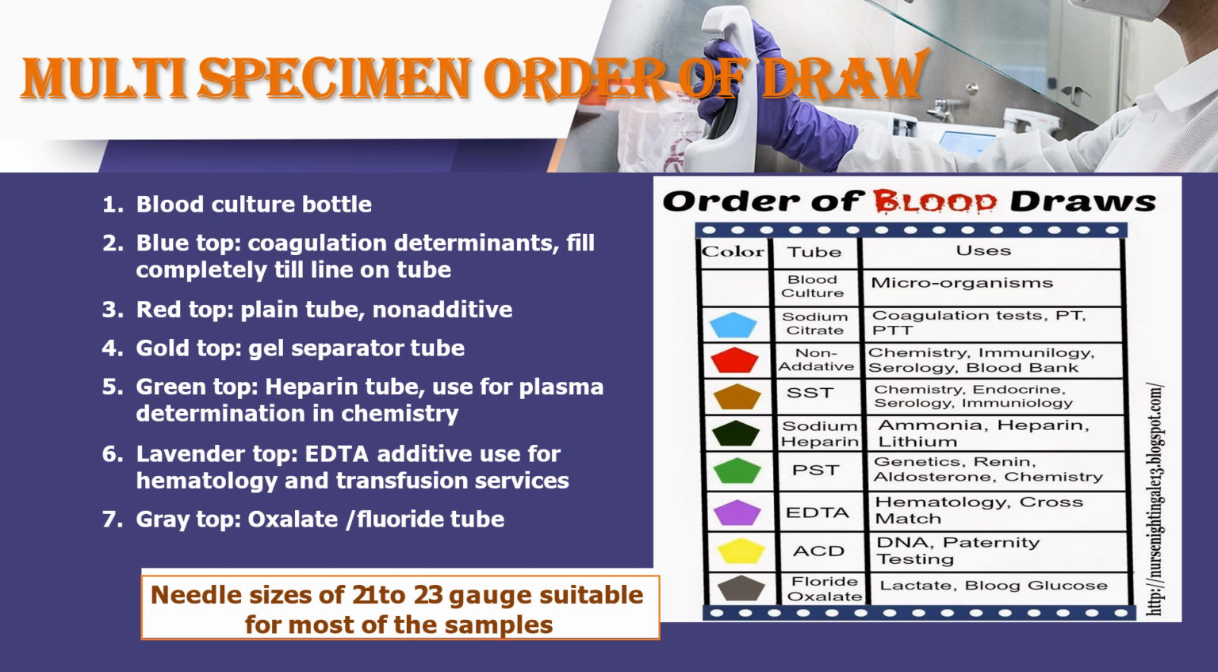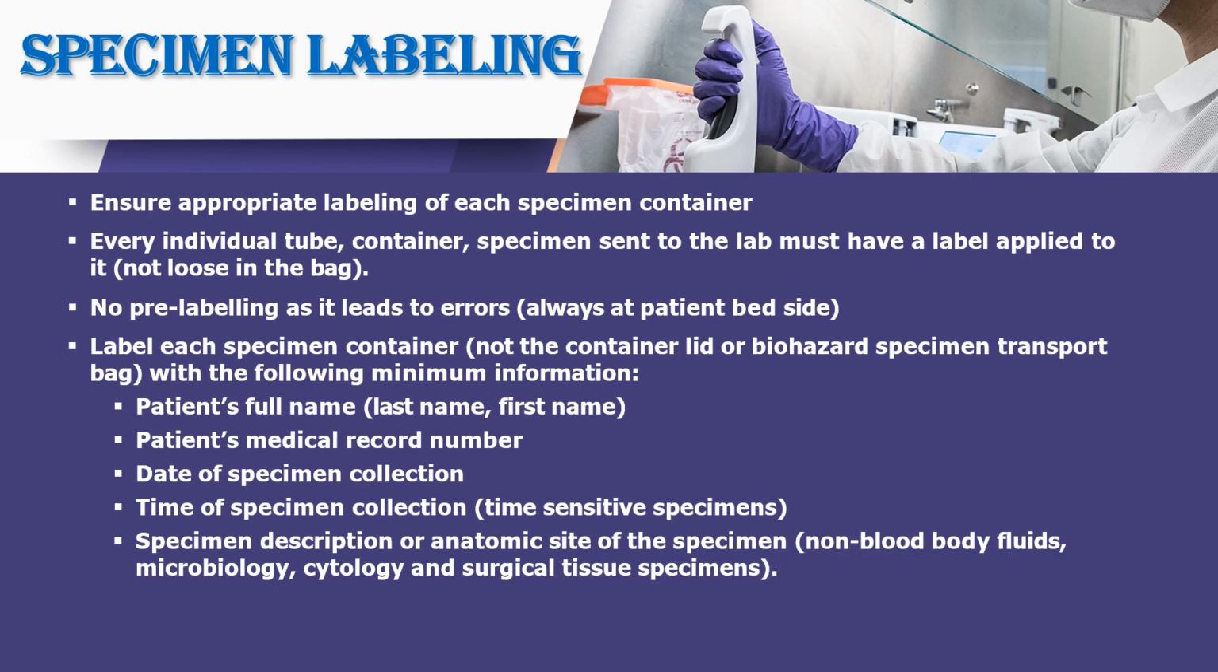And then accordingly we have needles of 21 to 23 gauges suitable for most of the samples. So these protocols need to be followed. The correct tube needs to be used for collection of the blood. The correct needle size needs to be used for the specimen testing. Ensure appropriate labeling of each container. Every individual tube, container, specimen sent to the lab must have a label applied to it. No pre-labeling should take place as it can lead to serious errors; always label at the patient bedside. Label each specimen container near the patient bedside. The container should be labeled and not the container lid.